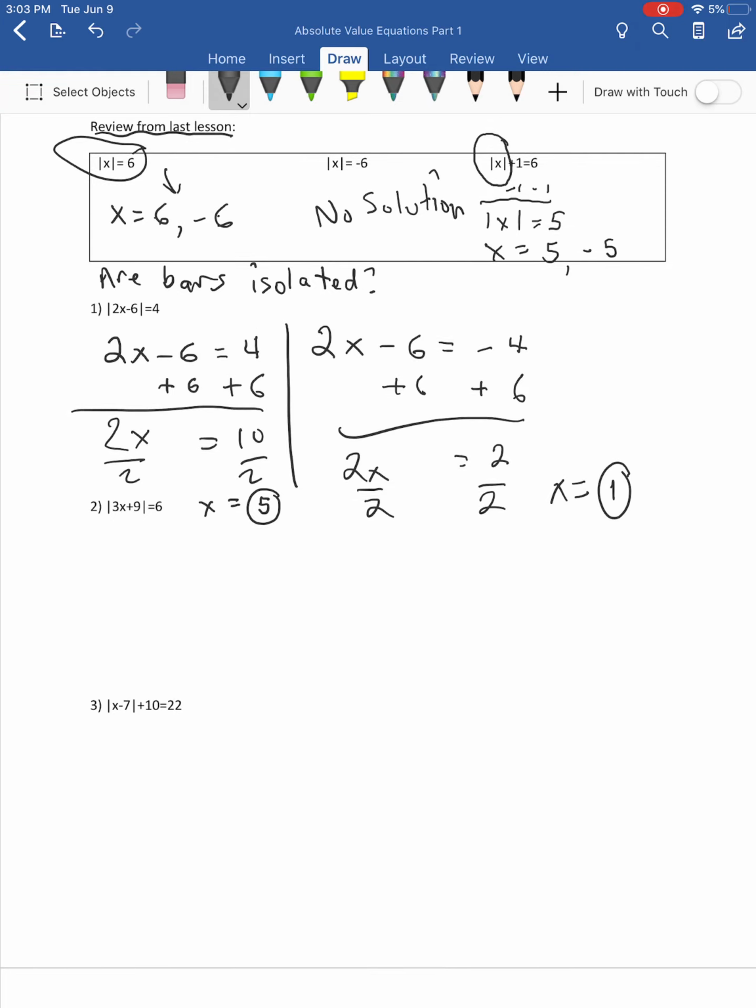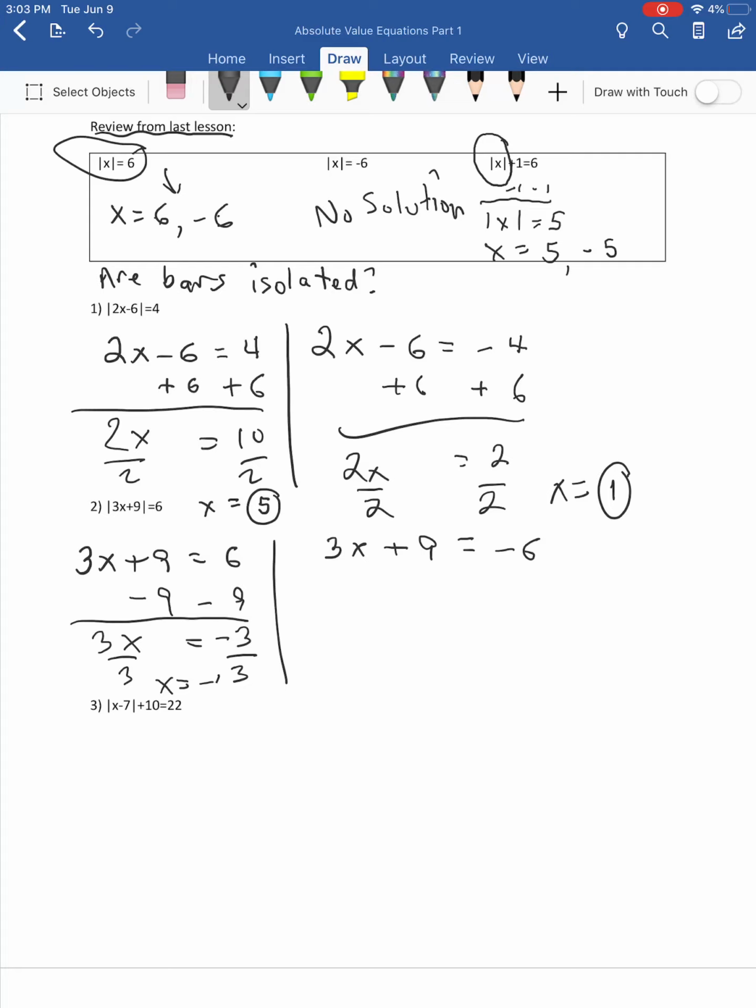Number 2, again, the bars are isolated, so we're going to set up two equations. You're going to go 3x plus 9 equals positive 6, and 3x plus 9 equals negative 6. So 3x equals negative 3. So x is negative 1. And 3x equals negative 15. So x is negative 5.